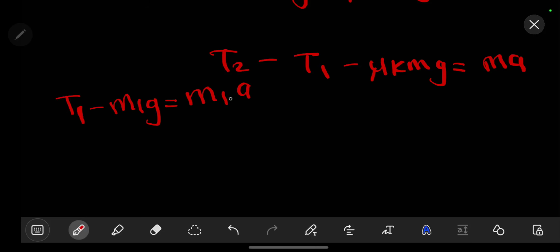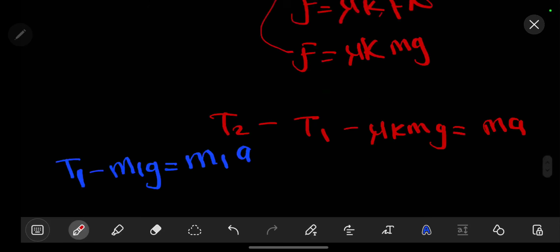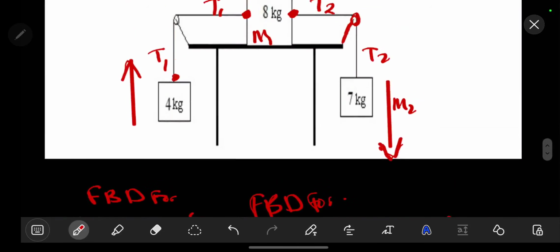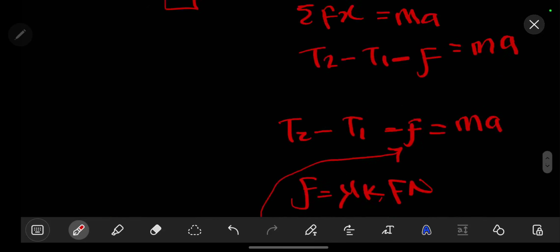So we can make the tension the subject of a formula, but we are going to do that when we also find the free body diagram for the other. So this one is dealing with tension 1. Let's also come up with another equation dealing with our tension 2. Our tension 2 will be gotten from this side. So we are going to draw this one as a free body diagram.